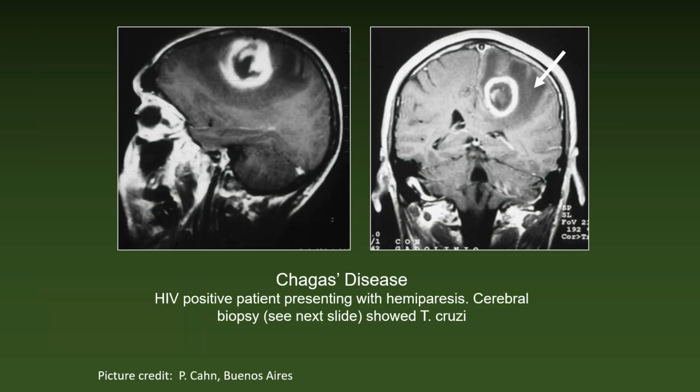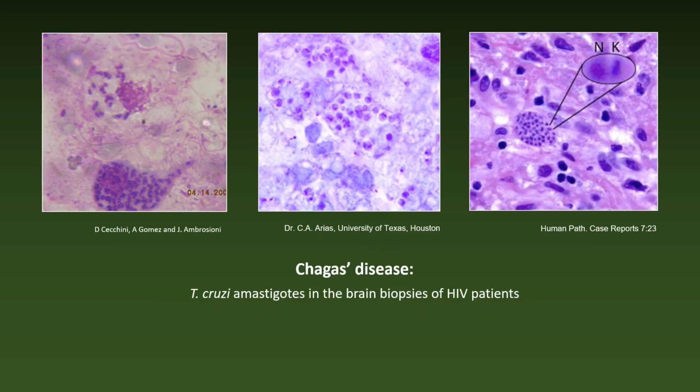This HIV-positive patient presented with hemiparesis. The CT showed a cerebral lesion with surrounding edema and marked mass effect. The differential diagnosis would have to include glioblastoma, toxoplasmosis, and cerebral lymphoma. Biopsy confirmed the suspicion of chagoma. T. cruzi amastigotes in the brain biopsies of HIV-positive patients. In the image at right, the insert shows a kinetoplast.